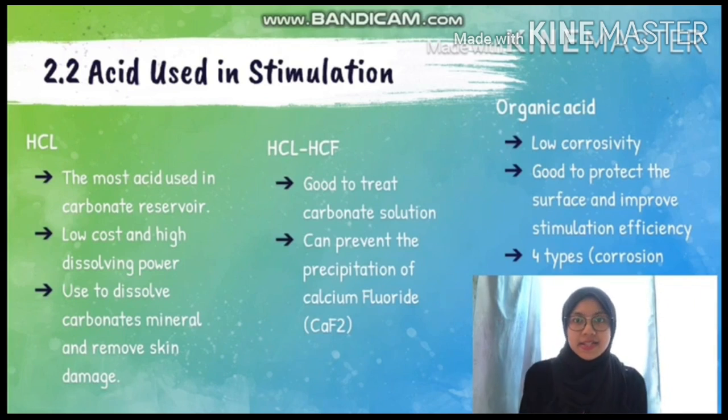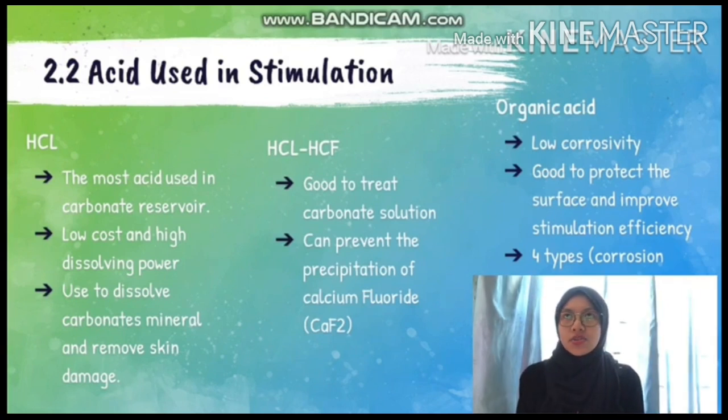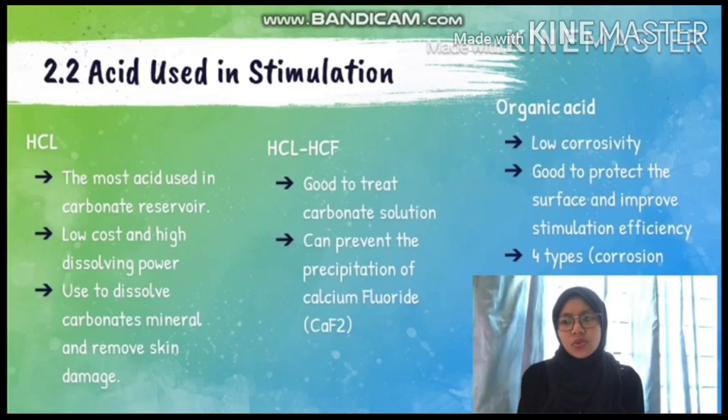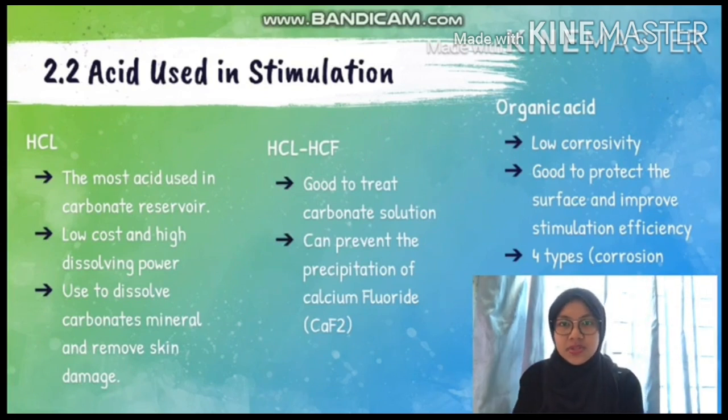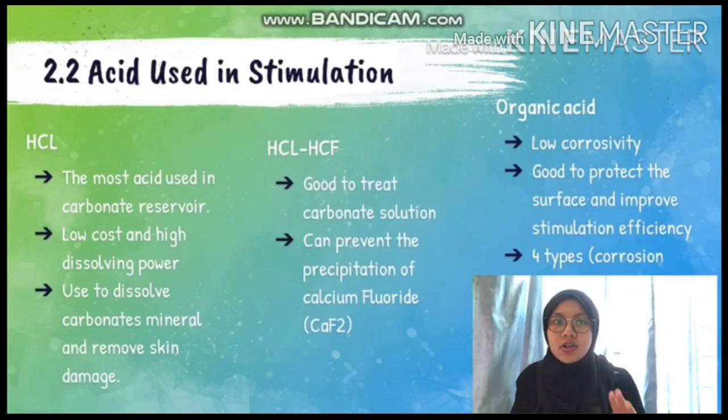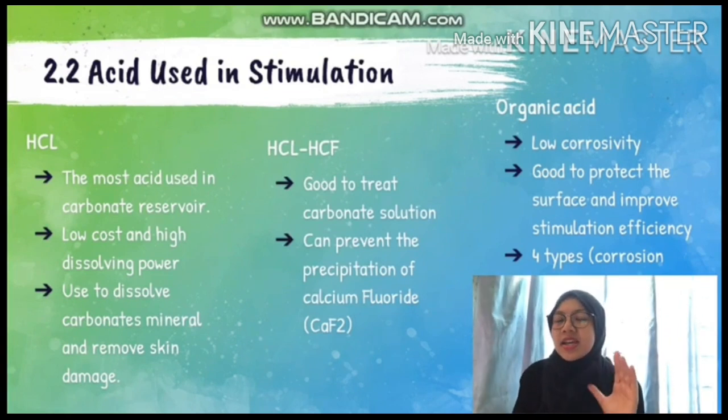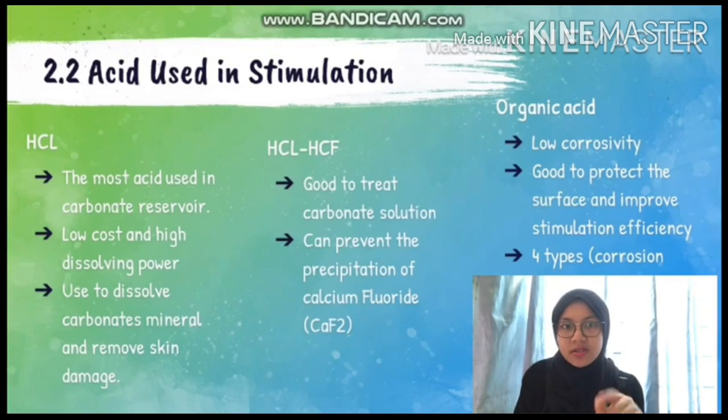The second acid we use is hydrofluoric and hydrochloric. Why? Because both of these acids are good to treat the carbonate stimulation. The last acid we use is organic acid. Why? Because organic acid has low corrosivity, is easy to inhibit, and is good to protect the surface.